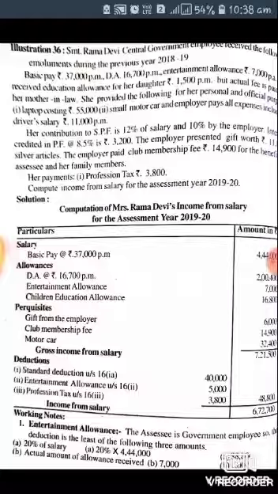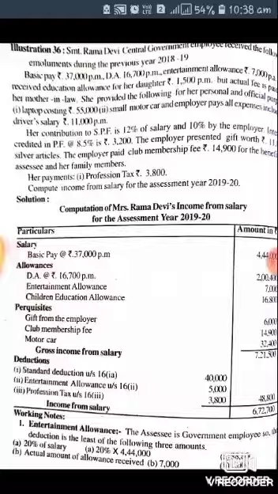Perquisites: gift from the employer 6,000, club membership fees 14,900, motor car 32,400. So gross income from salary is 7,21,500.